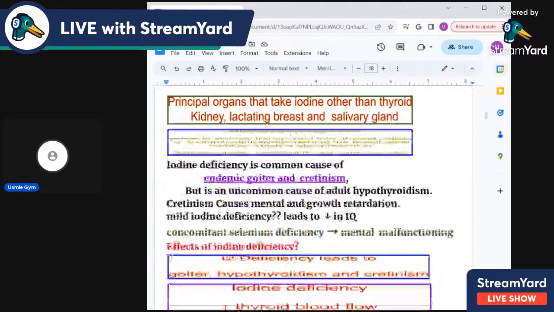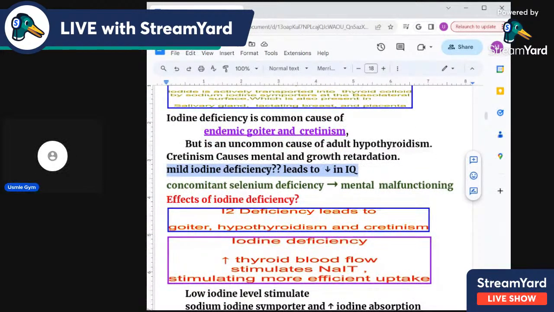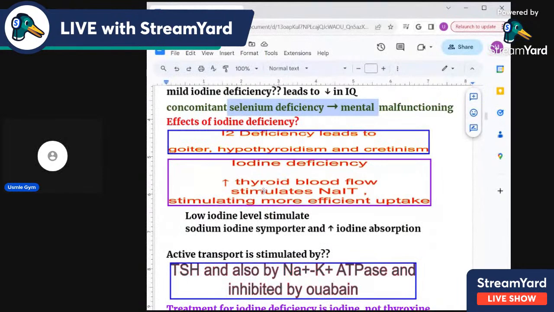A deficiency of iodine, what does it cause? It causes endemic goiter and may cause cretinism. Cretinism causes mental and growth retardation, and a mild iodine deficiency causes a decrease in IQ. Another element, selenium: concomitant selenium deficiency may also cause mental malfunctioning. So, iodine and selenium.